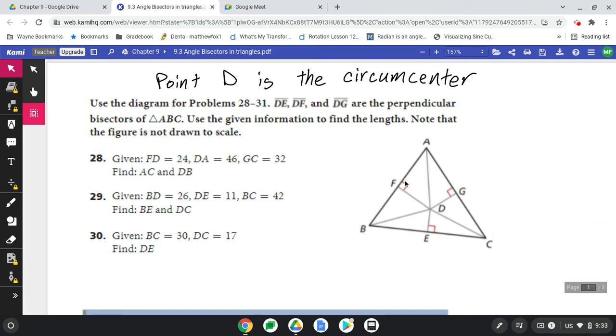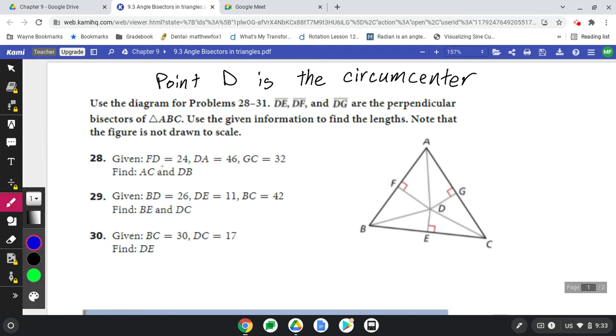Let me just get rid of this so you have more space. So 28 here, it says given that FD is 24, so let me label that. FD here, 24. Okay, DA is 46. And finally, GC is 32. It says find AC and DB. So AC here, from A all the way to C, this whole distance. If this is 32, we knew that DG here is a perpendicular bisector, so two equal parts. So this side is also 32. So that whole distance, 32 times 2, will give us 64.